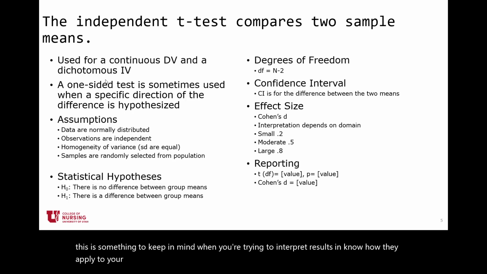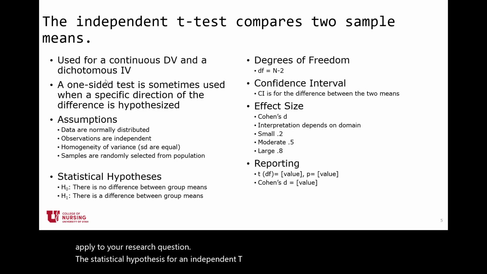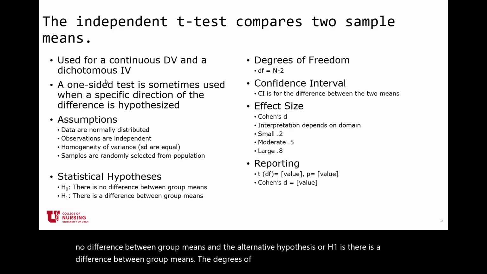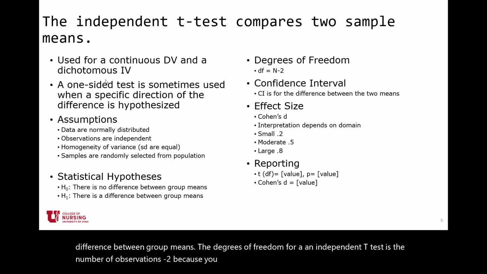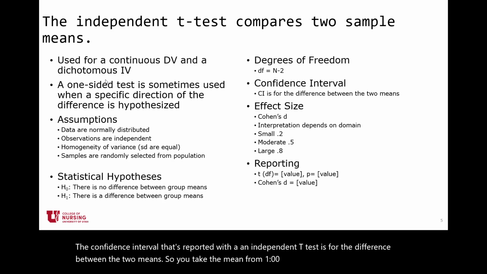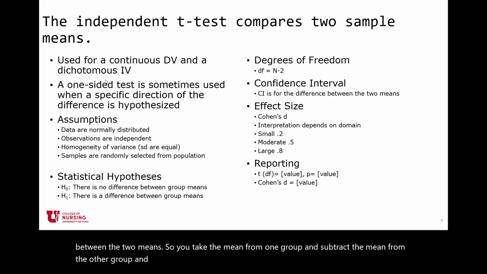So this is something to keep in mind when you're trying to interpret results and know how they apply to your research question. The statistical hypotheses for an independent t-test: the null hypothesis, H0, is there is no difference between group means, and the alternative hypothesis, or H1, is there is a difference between group means. The degrees of freedom for an independent t-test is the number of observations minus 2, because you have two groups here. And the confidence interval that's reported with an independent t-test is for the difference between the two means. So you take the mean from one group and subtract the mean from the other group, and that's what the confidence interval is reporting.